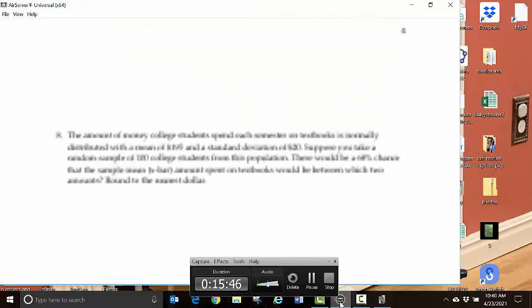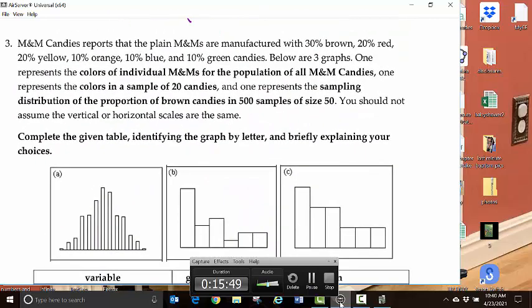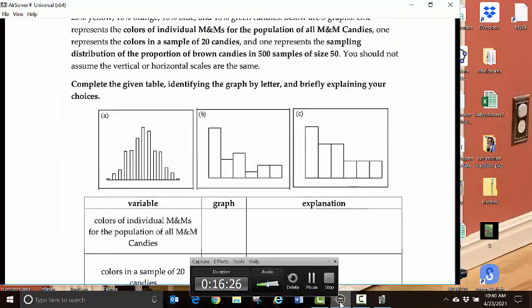All right. So next, M&M candies report that the plain M&Ms are manufactured with 30% brown, 20% red, 20% yellow, 10% orange, 10% blue, and 10% green. I just did this with my AP kids. Below are 3 graphs. One represents the colors of individual M&Ms for the population of all M&Ms. One represents the colors in a sample of 20. And one represents the sampling distribution of the proportion of brown candies in a sample of size 50. Okay, identify which is which.